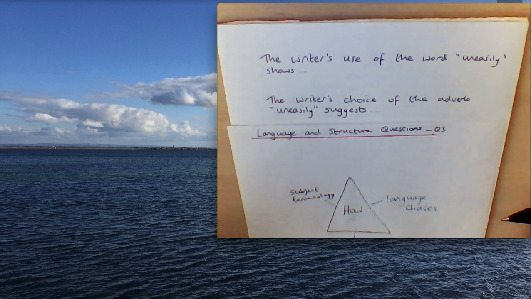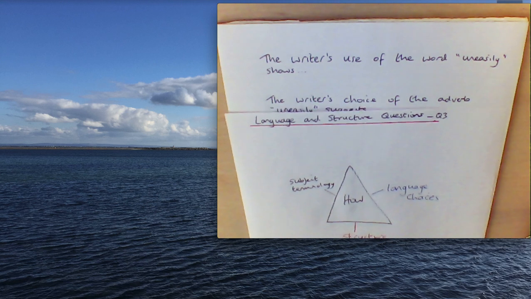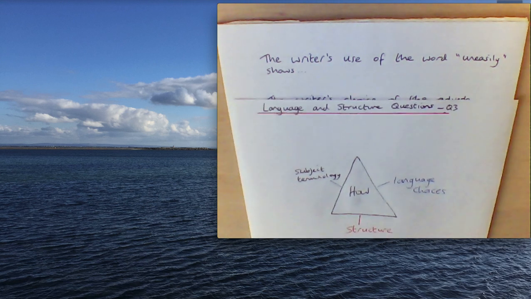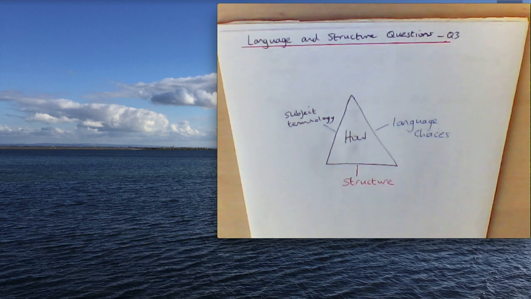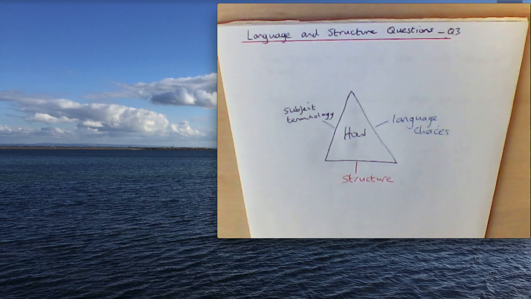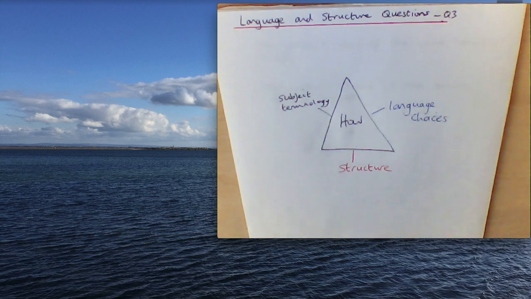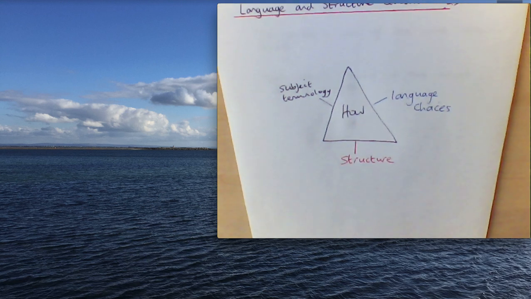So I tend to say, avoid this shows, this shows, this shows. Try and be a bit more sophisticated in your expression and talk about this suggests, this implies, and so on. Now, the language analysis in many ways is something that a lot of you are quite good at doing, but when it comes to structure, writing about structure and knowing what to say can sometimes be a little bit confusing.